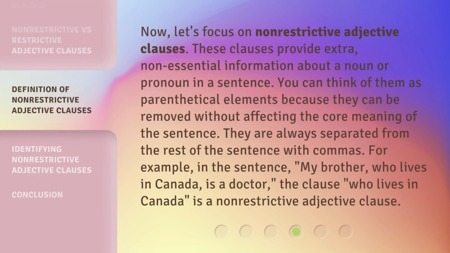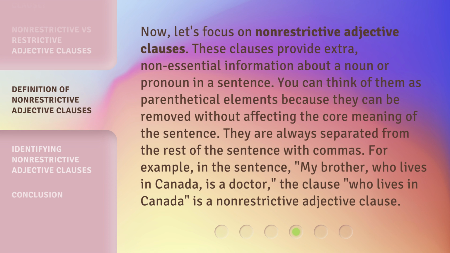Now, let's focus on non-restrictive adjective clauses. These clauses provide extra, non-essential information about a noun or pronoun in a sentence. You can think of them as parenthetical elements because they can be removed without affecting the core meaning of the sentence. They are always separated from the rest of the sentence with commas.